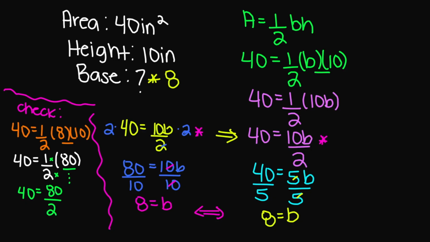So now we're going to divide. We have 80 divided by 2. This is going to equal 40 on your right side. And notice here, of course, we have our area of 40 here. So notice that you do get the same answer on both sides when we checked our work. And that also just indicates that 8 is our base.